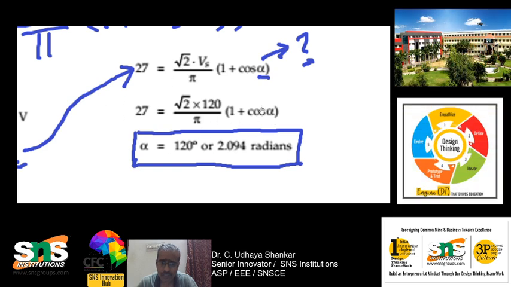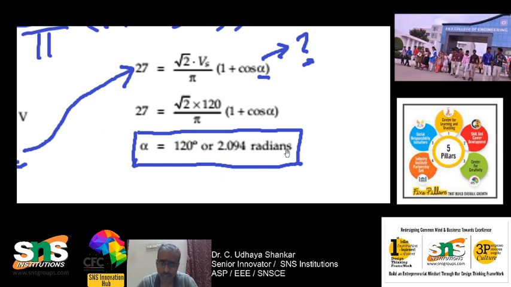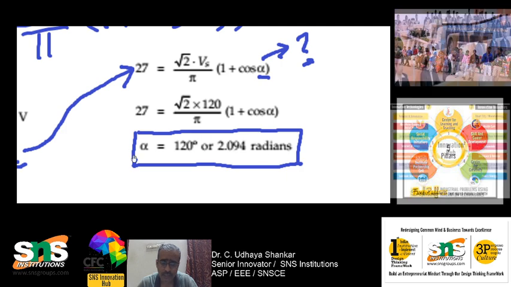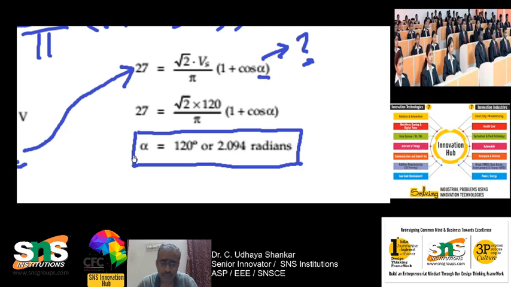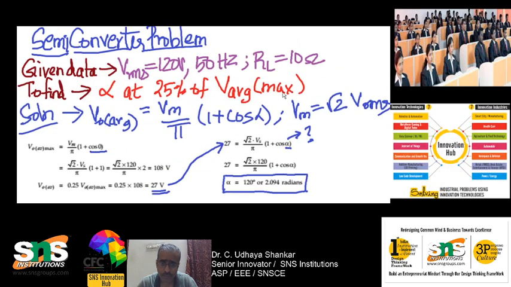So you just rearrange this equation. The only unknown is alpha, and from this you will get the value of alpha as 120 degrees or 2.094 radians. So you know how to convert radians to degrees as well as degrees to radians. Is it right? So you will get this value, and from this we conclude this problem. Is it okay? Hope you are clear with this problem.